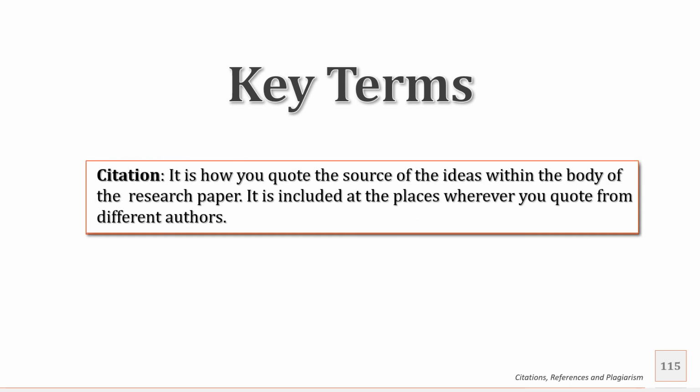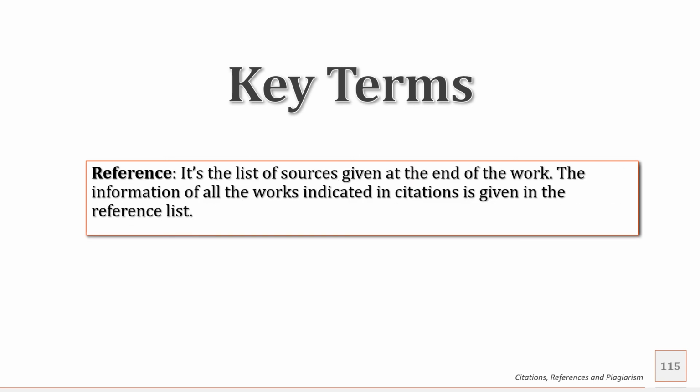The second one is citation. Citation is how you quote the source of the ideas within the body of the research paper. It is included at the places wherever you quote from different authors. And the last one is reference. It's the list of sources given at the end of the work. The information of all the works indicated in citations is given in the reference list.